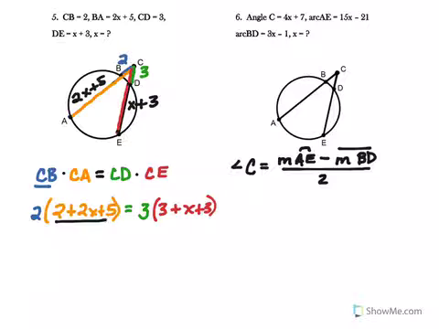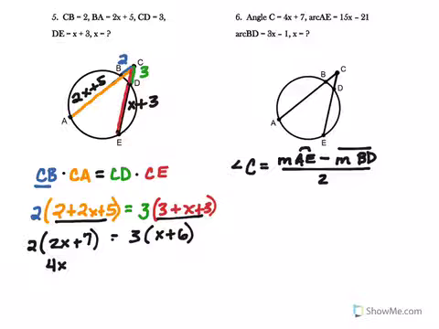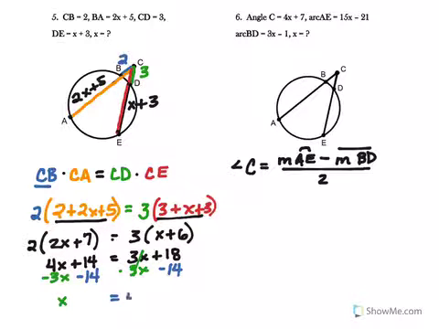So we'll simplify inside the parentheses first, combine like terms, leaving us with 2 times 2x plus 7 is equal to 3 times x plus 6. Then we'll distribute, giving us 4x plus 14 on the left and 3x plus 18 on the right. Then we'll subtract 3x from both sides. When we subtract 3x, they cancel on the right, and that leaves us with just x on the left. And when we subtract 14 from both sides, we're left with 4. So x is equal to 4.